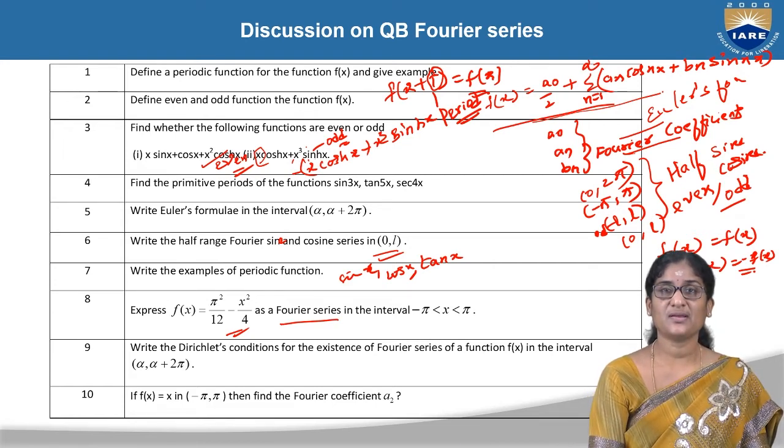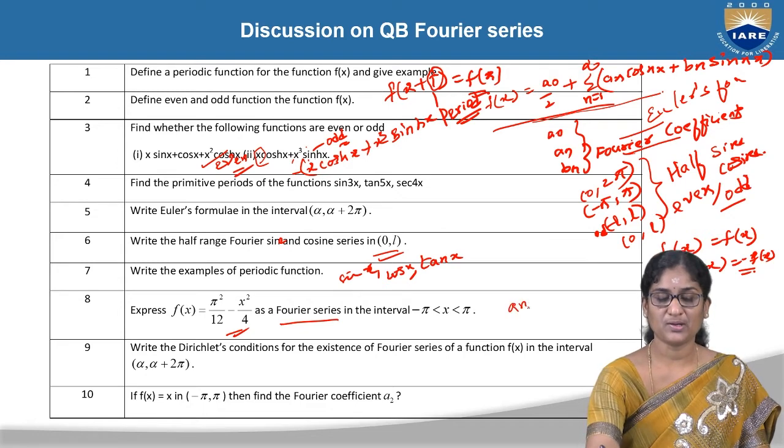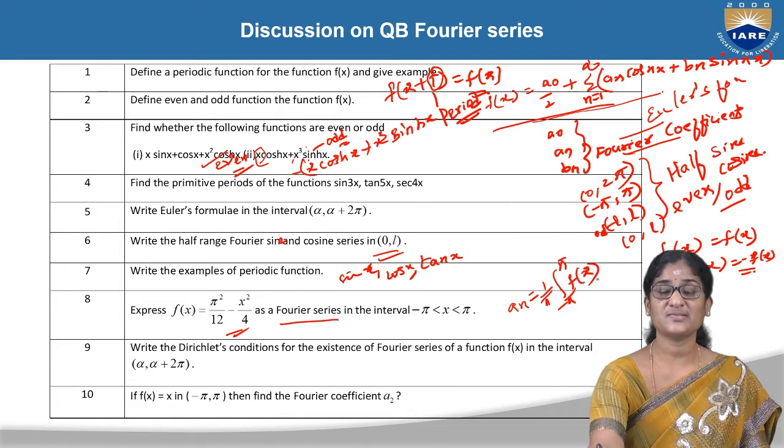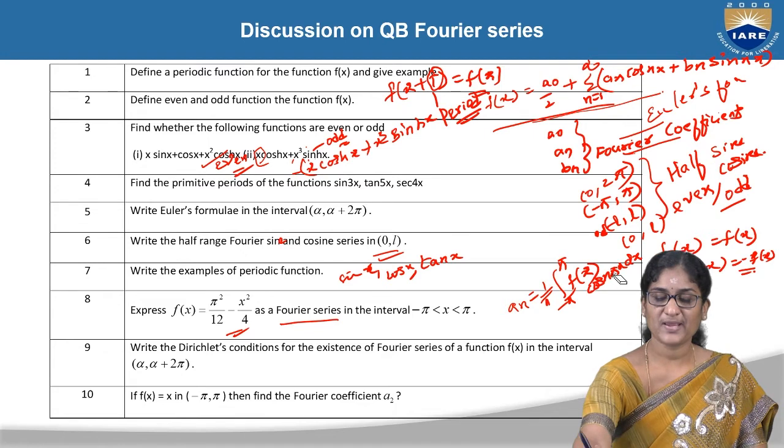Now, next, the a n value. How to find out the a n value? A n can be found out by the integral. For the Fourier series, a n is equal to 1 by pi integral from minus pi to pi of f of x cos nx dx. The pi gets cancelled, therefore you can write it as cos nx dx.